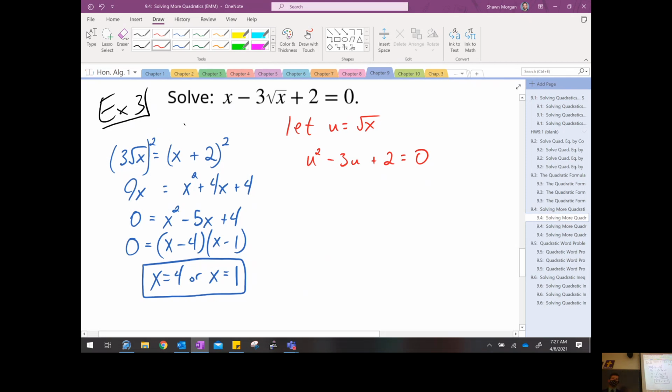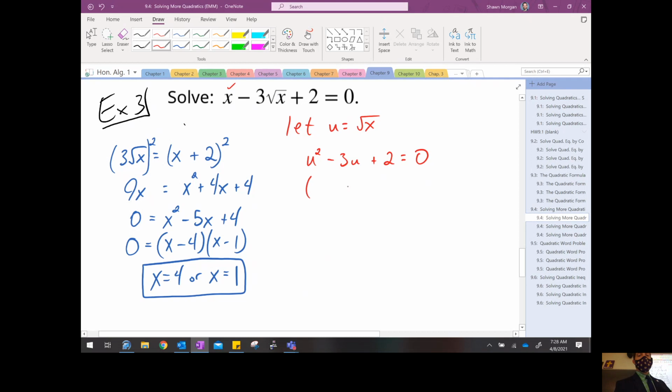Okay, you say, well, wait a minute, where'd you get u squared? What's the square root of x times the square root of x? What's the square root of x squared? It's x. That's what that first term is, right? And so, again, we see that this is quadratic in nature. Now, does this one factor out?